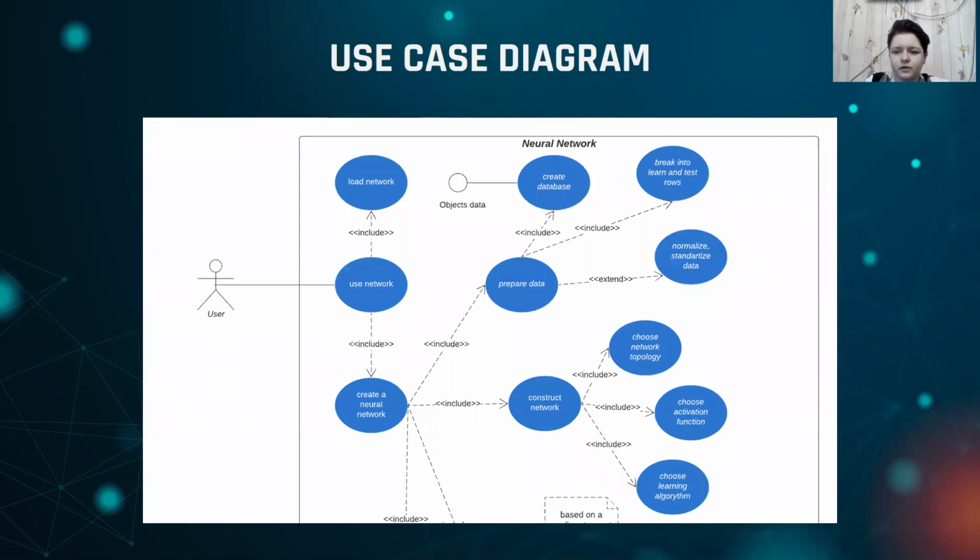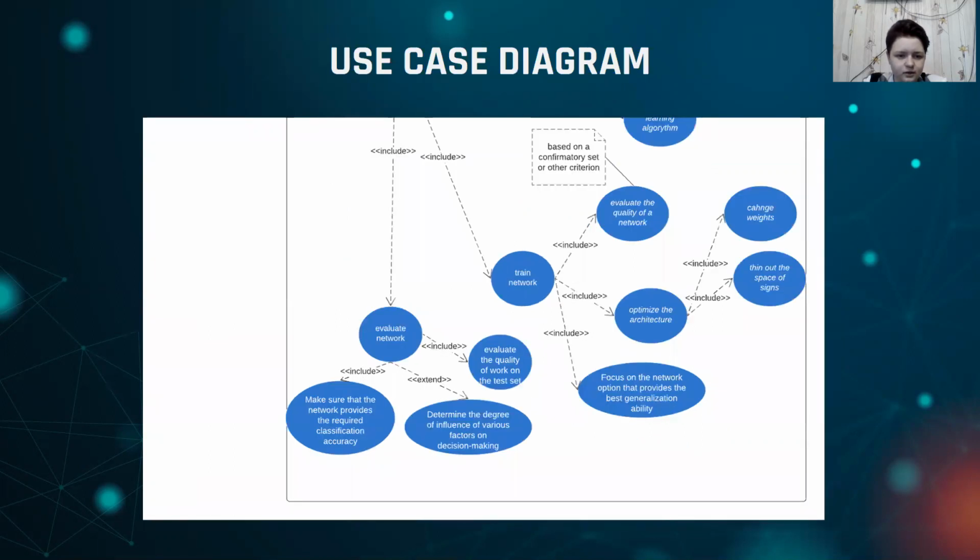In order to better think about our project, we have created a use case diagram. As you can see, an ordinary user can only load and use a neural network, but the neural network itself still has many options for action. For example, it can be created, and those use cases include such use cases as prepare data, construct network, train it, and evaluate. Also, it has many different use cases, but I will not comment on them.